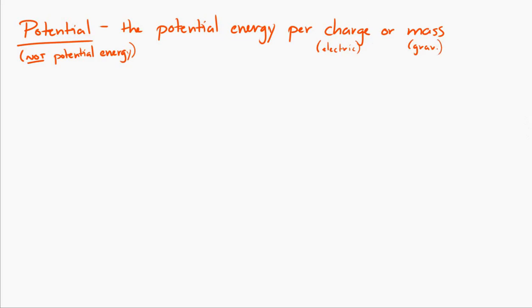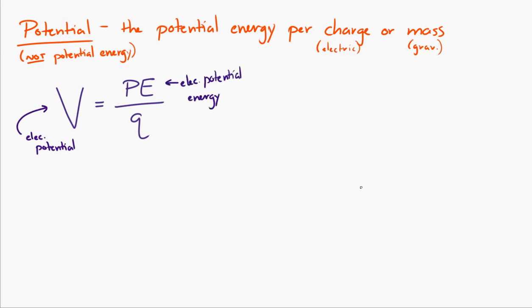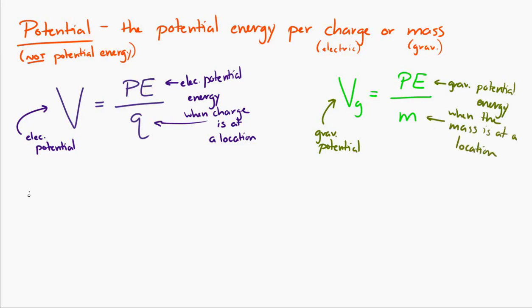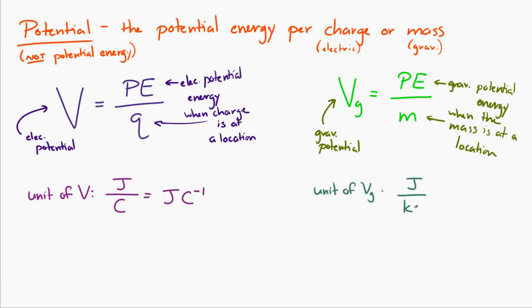So the electric potential is defined this way. The electric potential is equal to the potential energy per charge at a location. And the gravitational potential is defined this way. It's the potential energy per mass at a location. And using these two equations, we can get the units of both of these things. The electric potential would have units of joules per coulomb, and the gravitational potential would have units of joules per kilogram. And if you look, both of them are scalar quantities.